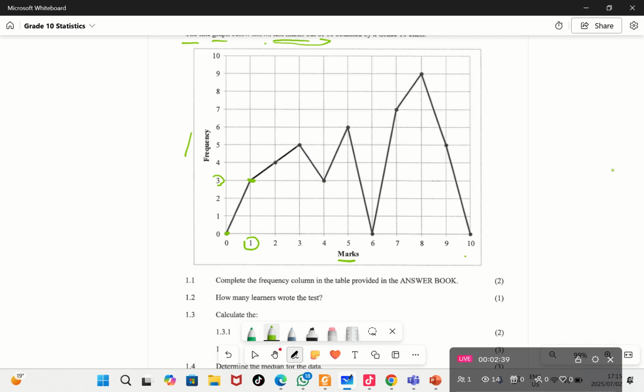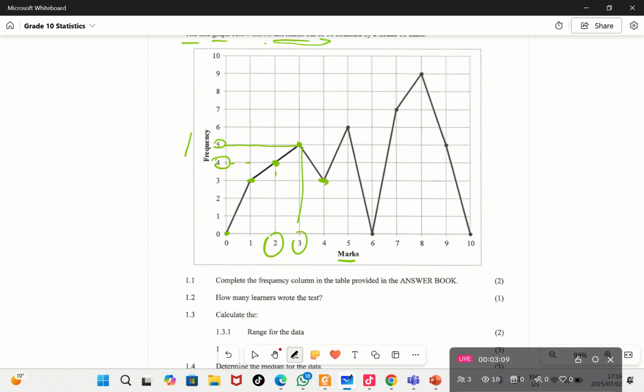That's what this point means there. 3 people got 1 out of 10. Okay, that's this point. And then this point over here tells us that 4 people got a mark of 2 out of 10 in this class.